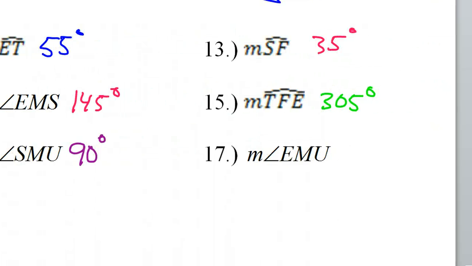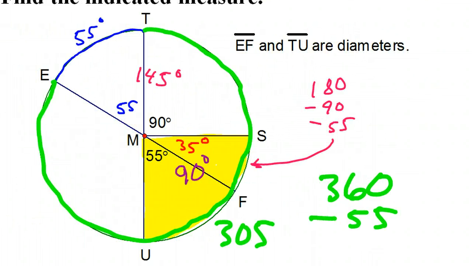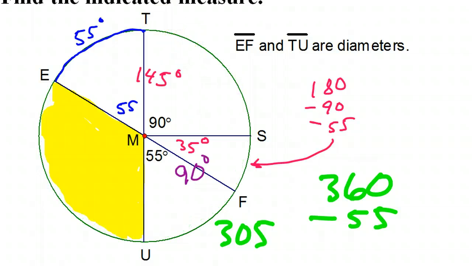Okay, how about angle EMU? EMU. Okay, EMU is this angle right here. Well, what happened to yellow? All right, EMU. Okay, so we're talking about this part of the circle. All right, so how many degrees is that? Well, hopefully you can see that what we have here, wow, that's ugly. Let me bring that back.